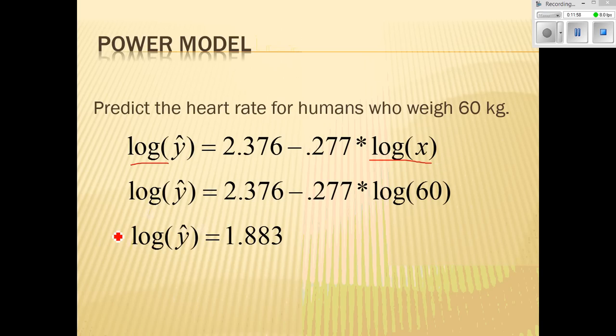Again, don't stop here. Keep in mind context, right? Heart rate of 1.8 doesn't make any sense. Well, the reason being we haven't finished solving for y. So you do 10 to the 1.883, we realize, hey, a heart rate of 76, that makes a little bit more sense for humans.